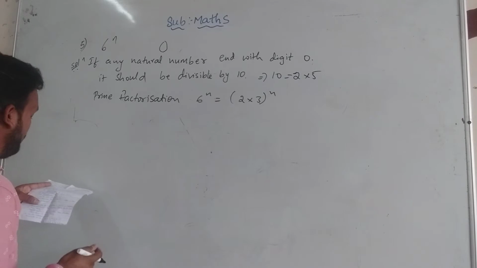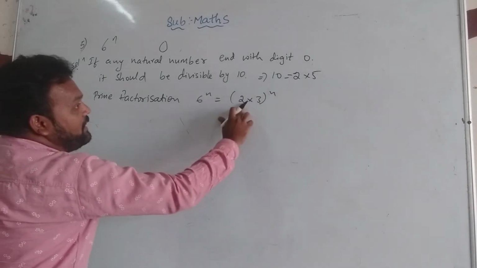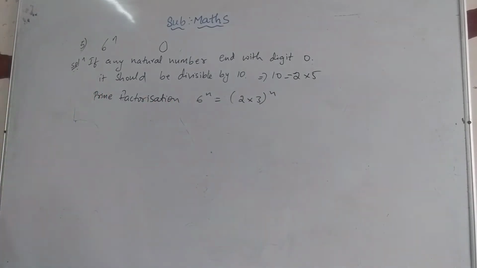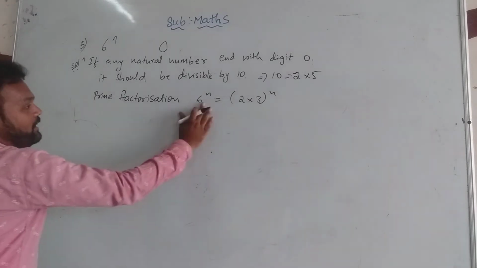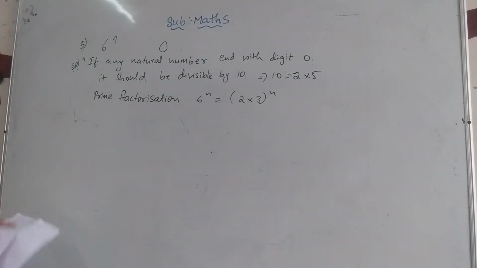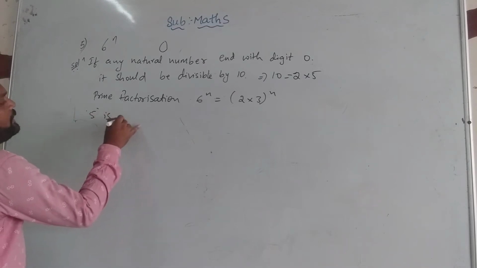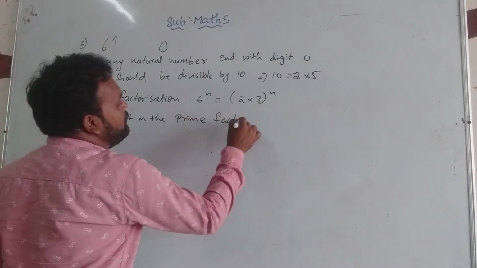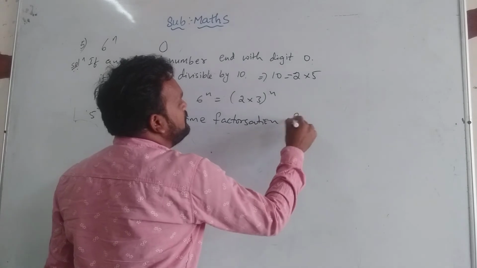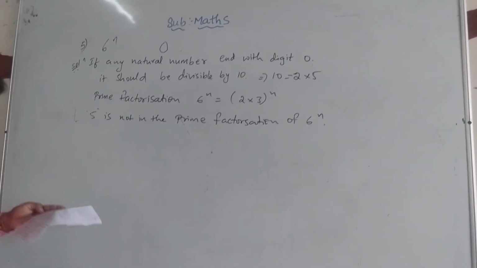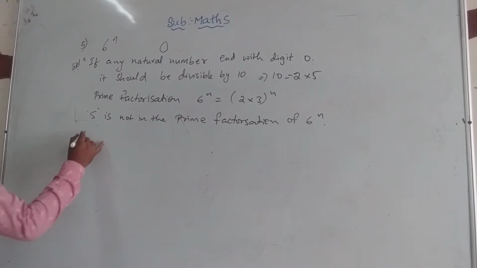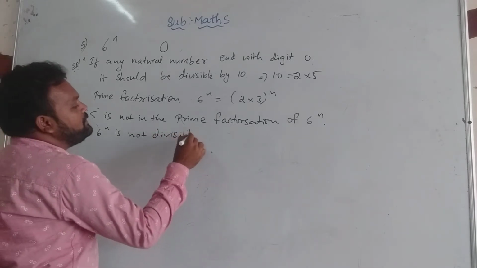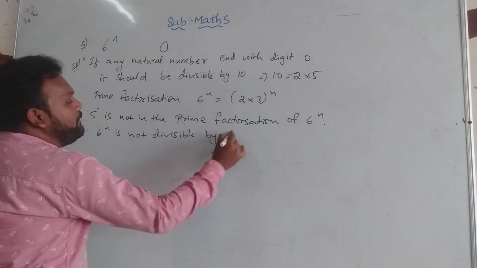Now it can be observed that 5 is not in the prime factorization of 6. If you see here, 10 can be written as 2 into 5, and 6 can be written as 2 into 3. Here it can be observed that 5 is not in the prime factorization of 6 to the power of n. Is it or not? Therefore, 6 to the power of n is not divisible by 5. Is it or not?